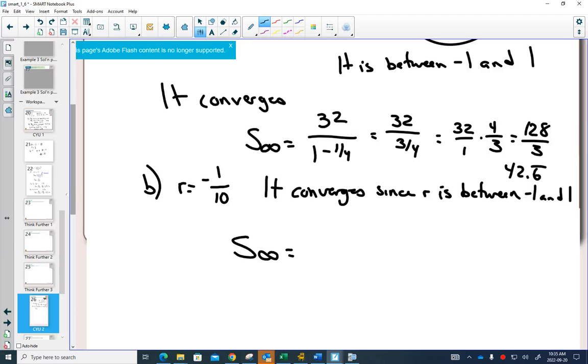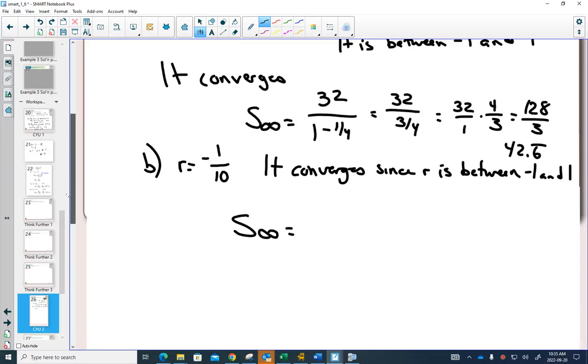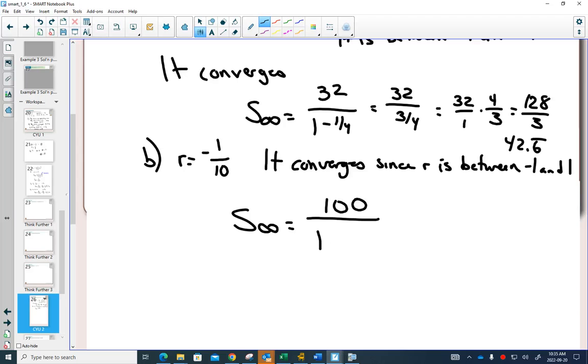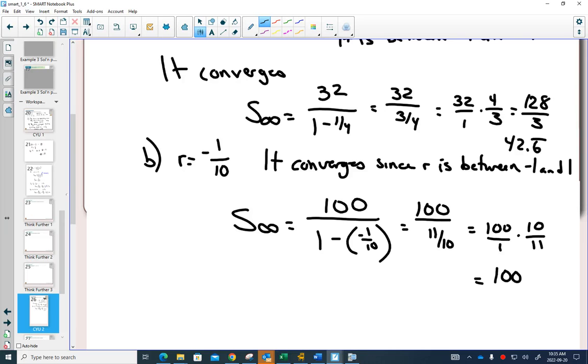Term 1 was 100 over 1 minus a -1/10. Subtracting a negative is adding. 1 plus 1/10 would be 11/10. Multiply by the reciprocal. That gives you 1,000 over 11.